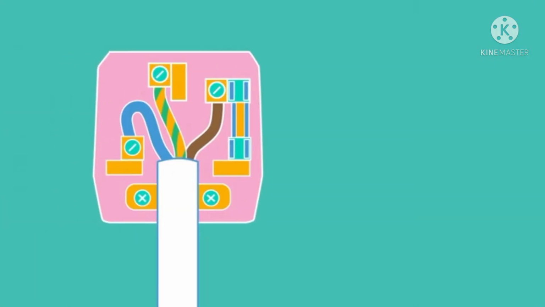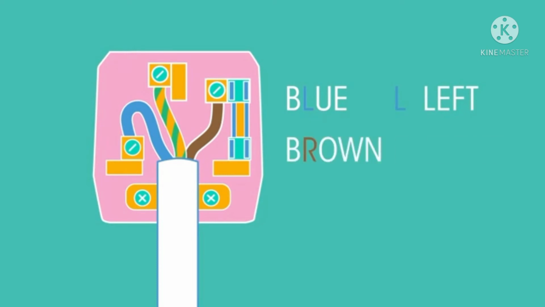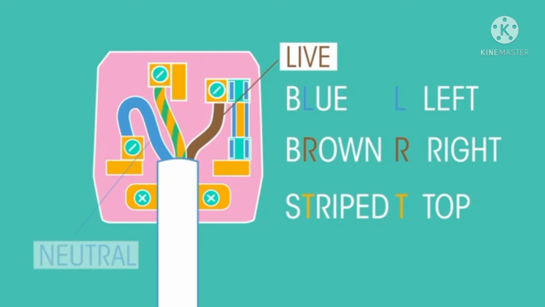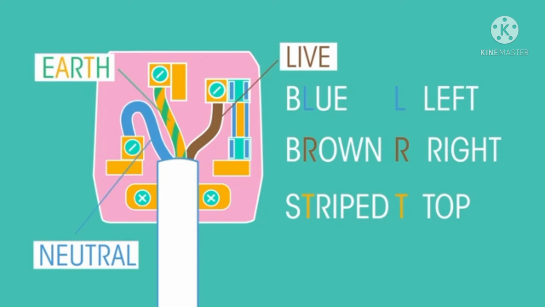A very easy way to remember the color of the wire in a 3-pin plug is to take the same letter of the color. In blue, L is equal to left, in brown, R is equal to right, and in striped, T is equal to top. So here we have our current carrying live and neutral wires, our protective earth wire, and the fuse.